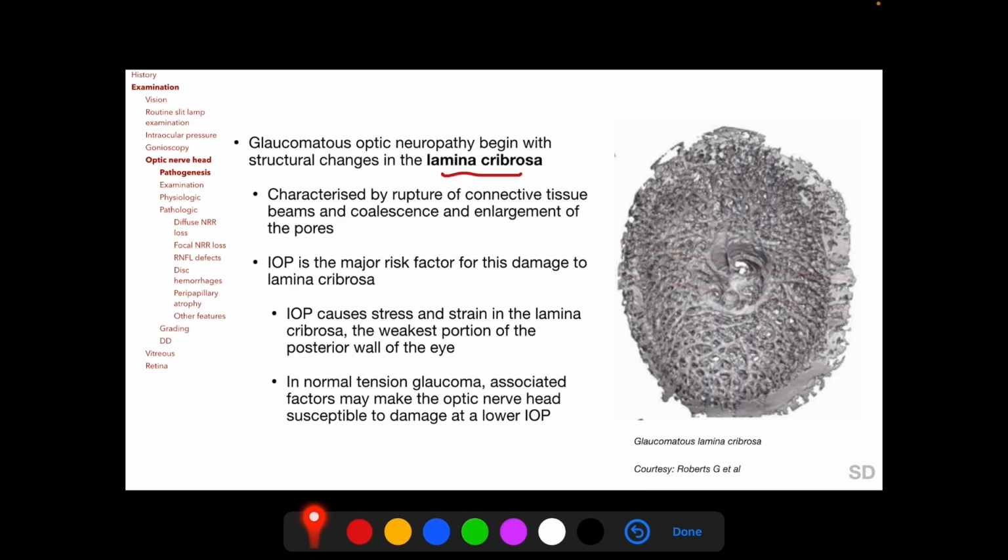glaucomatous optic neuropathy. And this damage to lamina cribrosa is characterized by rupture of the connective tissue beams and coalescence and enlargement of the ports between the beams. Intraocular pressure is said to be the major risk factor for this damage to lamina cribrosa, as intraocular pressure causes stress and strain to the lamina cribrosa, being the weakest portion of the sclera. In normal tension glaucoma, associated factors may make the lamina cribrosa susceptible to damage at a lower intraocular pressure.